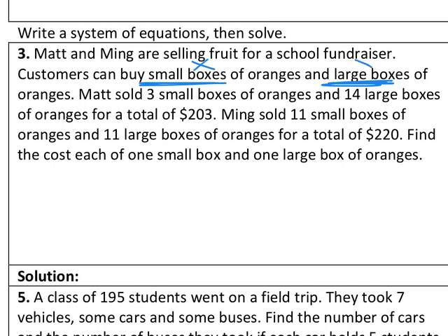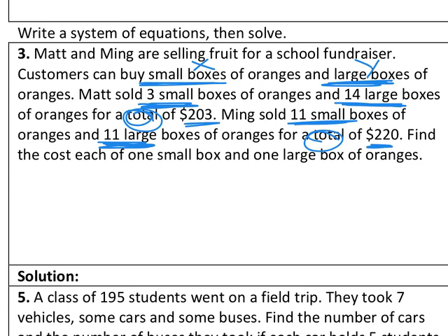X and Y, that kind of looks like, there we go. Looks more like a Y. Alright, so we're dealing with small boxes and large boxes. Matt sold 3 small boxes of oranges and 14 large boxes of oranges for a total of $203. Ming sold 11 small boxes of oranges and 11 large boxes of oranges for a total of $220. Find the cost of each of 1 small box and 1 large box of oranges.